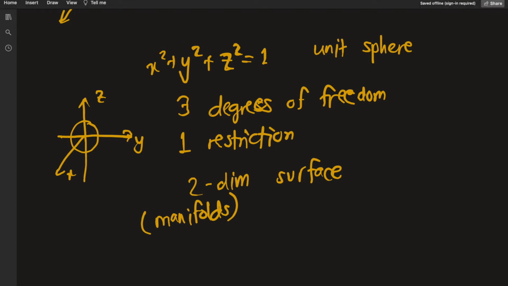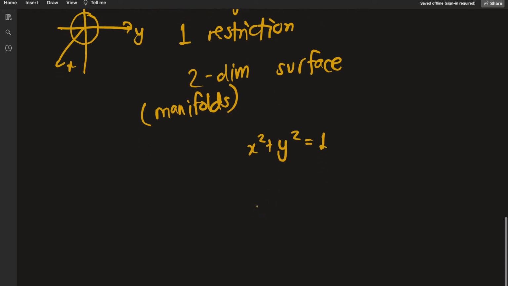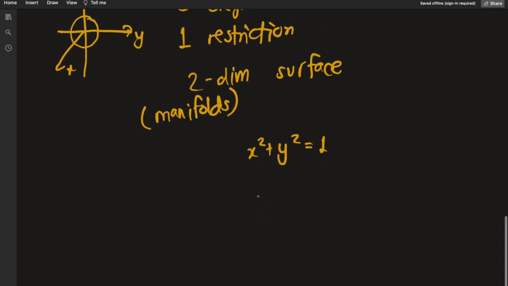Similar to the unit sphere, you can also have a cylinder. x squared plus y squared is equal to 1, for example. But then this will have an infinite height, if you want to think of z as height, but unit radius, because it's 1 here.